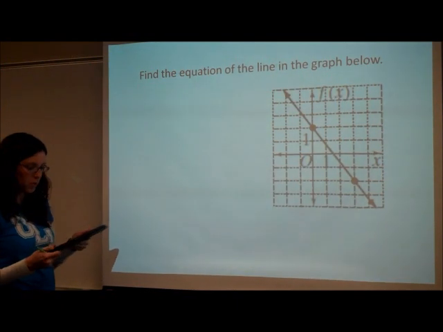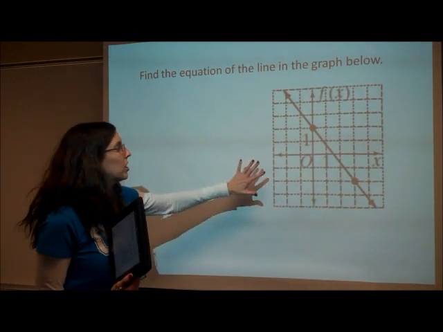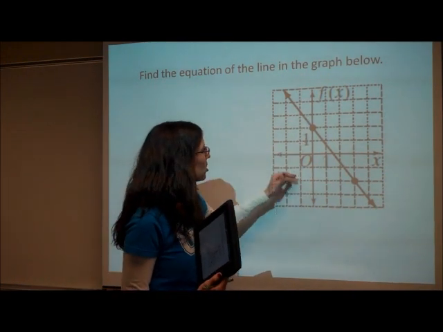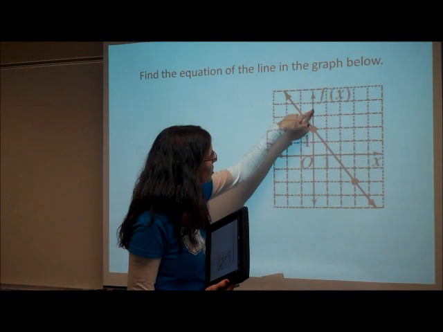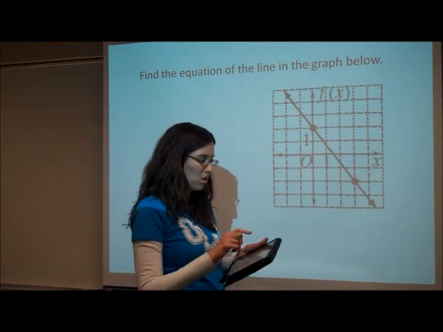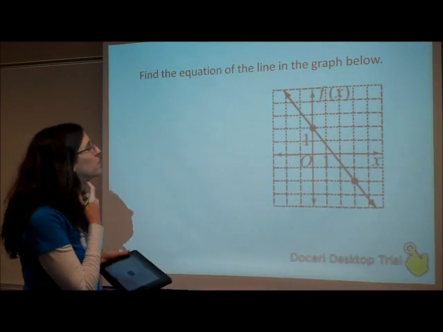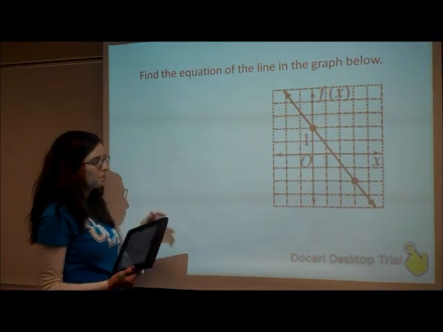So let's look at another one. I want you to try to find the equation of this line. So here's our axes. Here's this point, so this is on the y-axis, and then we have this other point, okay, because this may be a little hard to see. So when you get it worked, go ahead and press play and we'll check it.